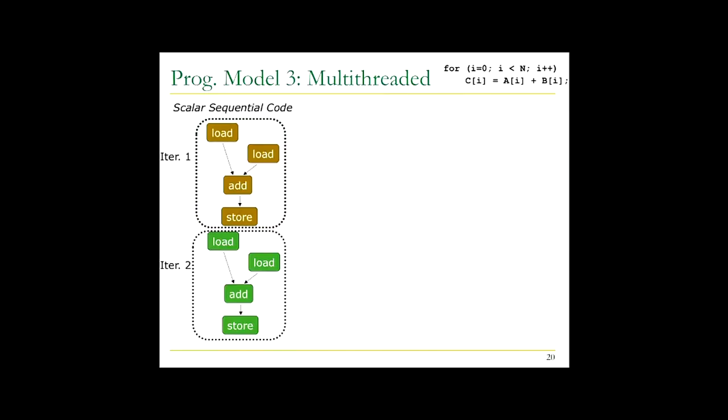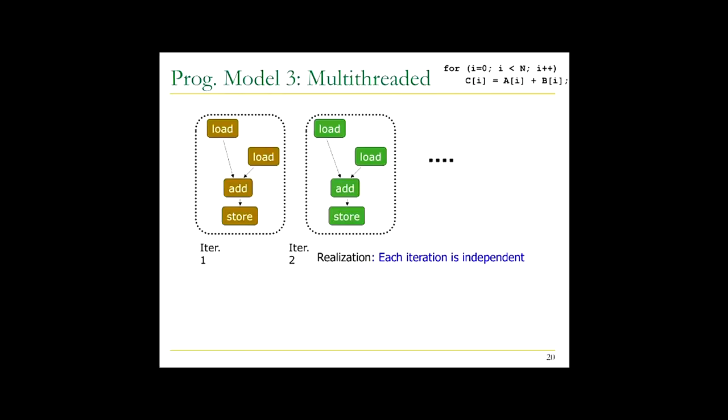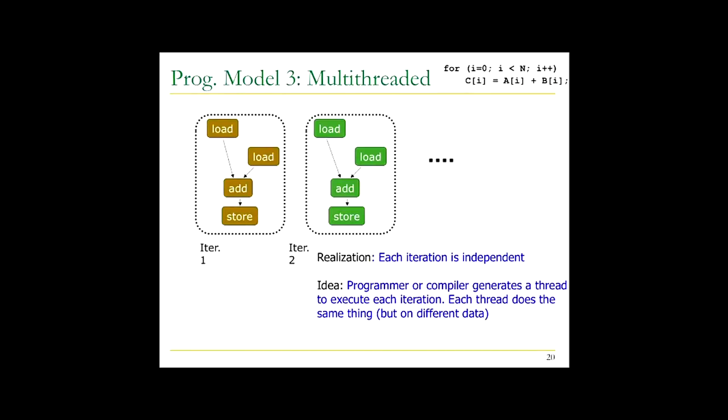Okay, so let's look at the third programming model. This is multi-threaded. Basically, I've already given you the idea. You need to, again, realize each iteration is independent over here, and you turn the iterations into different threads. So the programmer or compiler generates a thread to execute each iteration, and each thread does the same thing, but on different data, in this case.